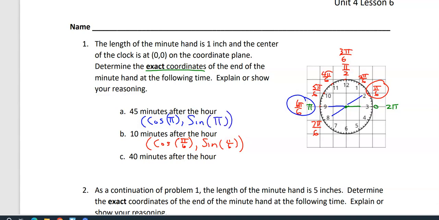And then at 40 minutes after, we're looking at the clock going clockwise, so 40 minutes after, it's going to be 7 pi over 6. So this would be cosine of 7 pi over 6, sine of 7 pi over 6.